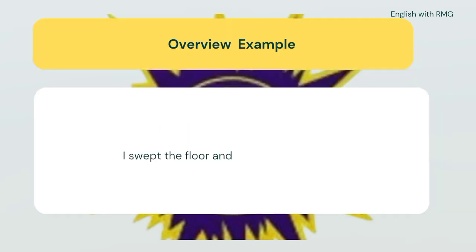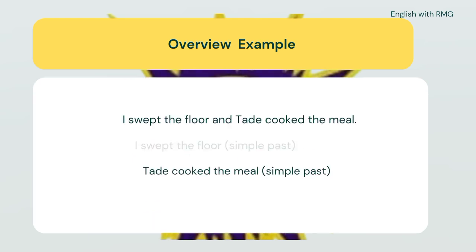So, let's take this sentence for example. I swept the floor and Tade cooked the meal. In this sentence, we have two different clauses and we have two verbs. But the two verbs are both in simple past tense. So this tells us that these two actions happened in the past and it is relatively at the same time. So they are both in the same tenses.